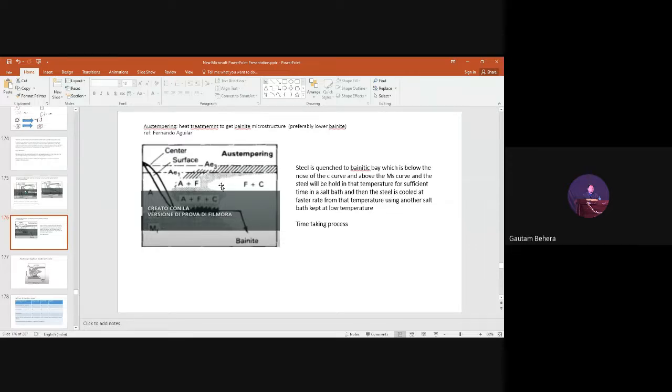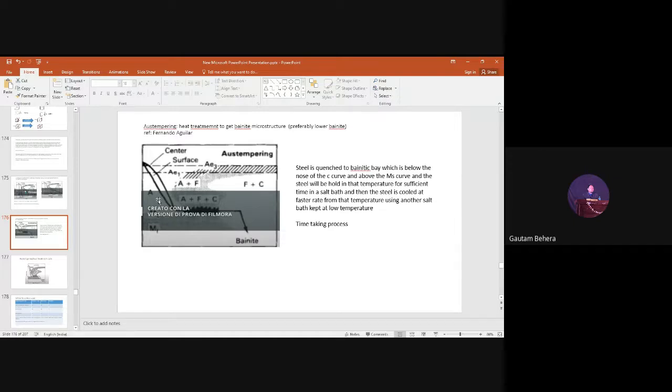So austempering, what is the heat treatment cycle? You can see we have to take the steel. This is again a TTT curve, and this is the cooling curves for the same piece of steel. But we have two different cooling curves. This one is for your center, and this one is for the surface.